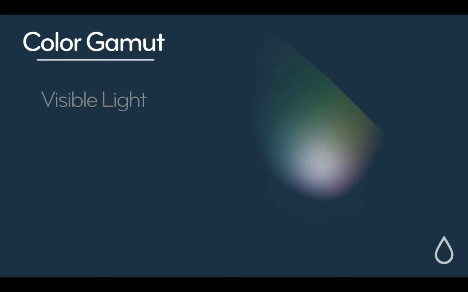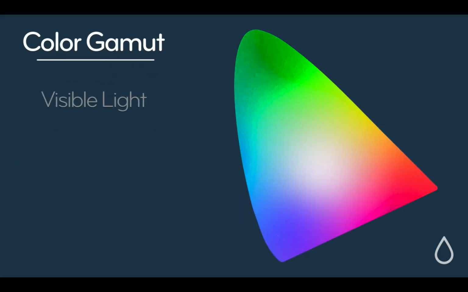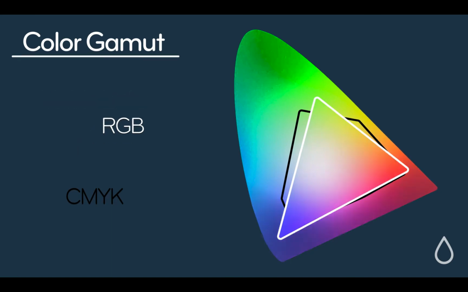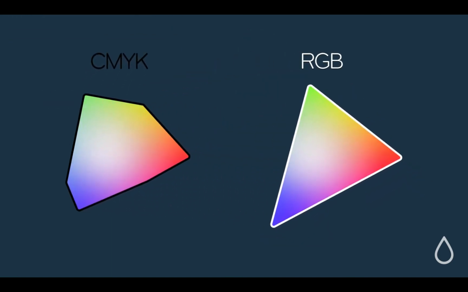Here are all the colors we can see. In this triangle is the RGB color gamut and all of the colors that it can produce. The CMYK color gamut overlaps RGB but doesn't reach the same bright colors. This is why your images may look a bit dull in print compared to your computer screen. The same color values can even look different from screen to screen.